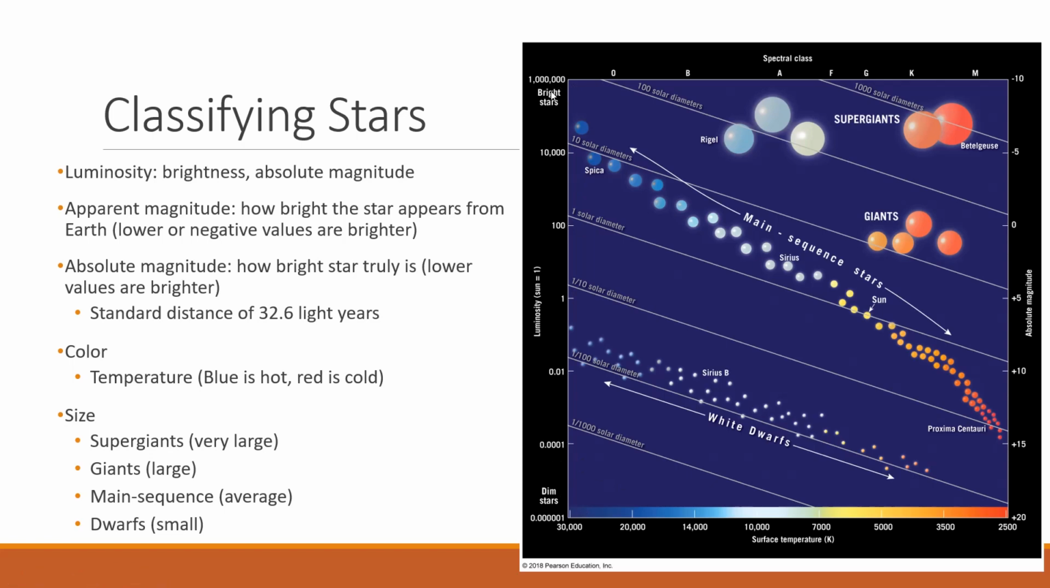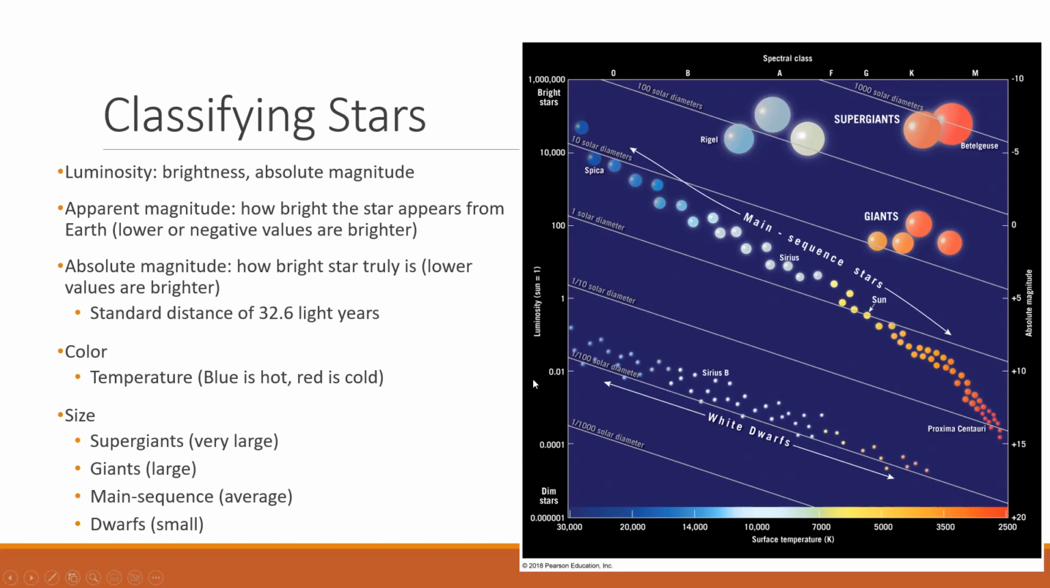We can also look at color. Color is going to be an indication of temperature. So blue stars are hotter, red stars are colder. At the bottom here, we see that the surface temperature for the blues is going to be 30,000 Kelvin. The surface temperature for the reds is only about 2,500 Kelvin. So we're seeing a difference of a factor of 10 there.